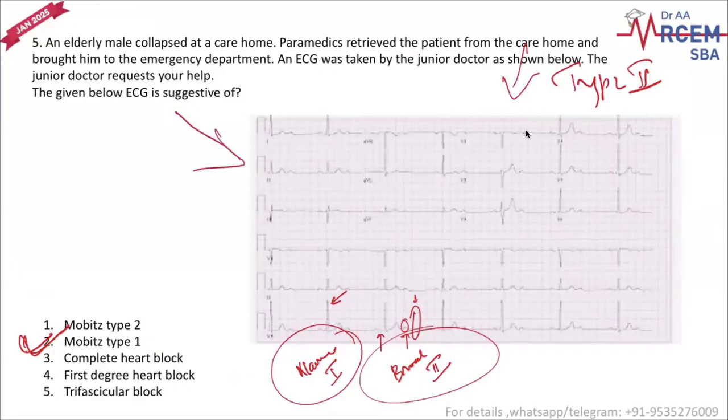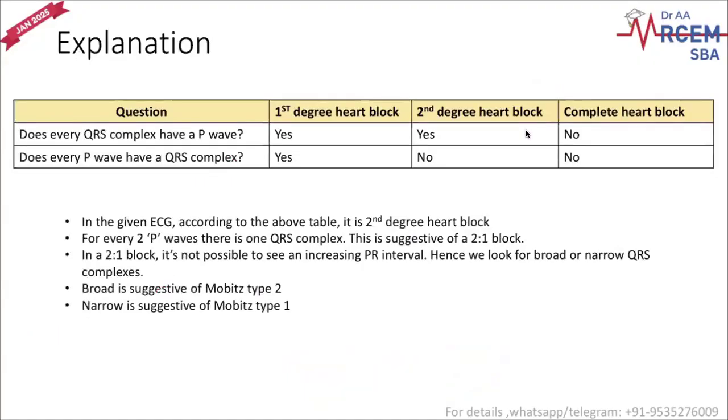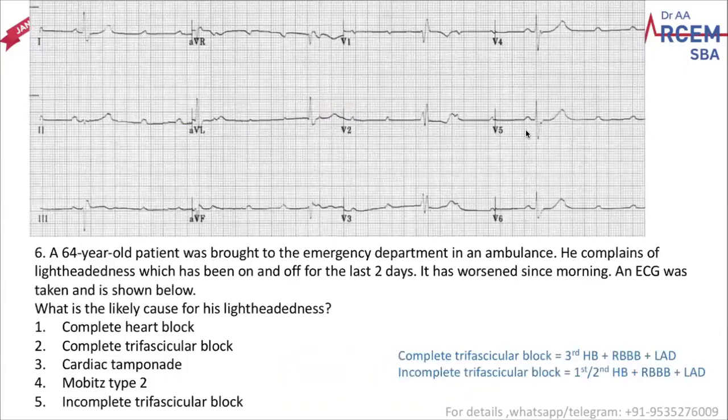It is clearly mentioned in Tintinalli, what I have read, and a lot of ECG books I've cross-checked. This is what they follow if you're not able to compare the PR interval. So the right answer here is Mobitz type 1. Same patient, if this QRS complex was broad, then I would have labeled it as a Mobitz type 2. It's the same explanation I have written here. Nothing different. Any doubts here?